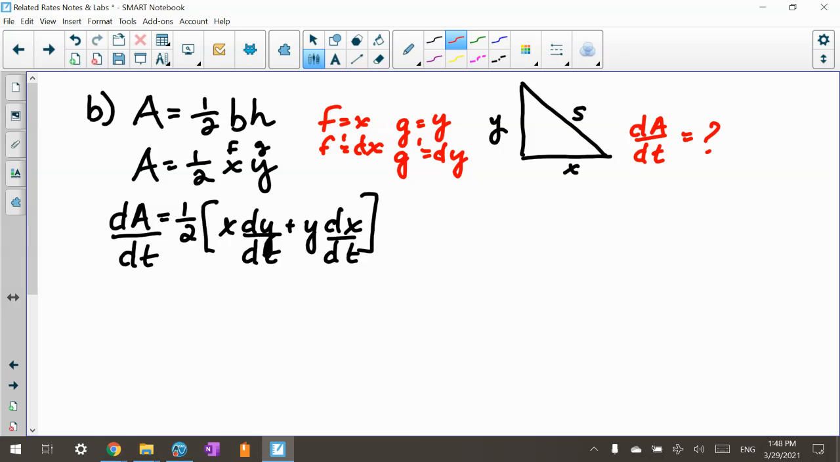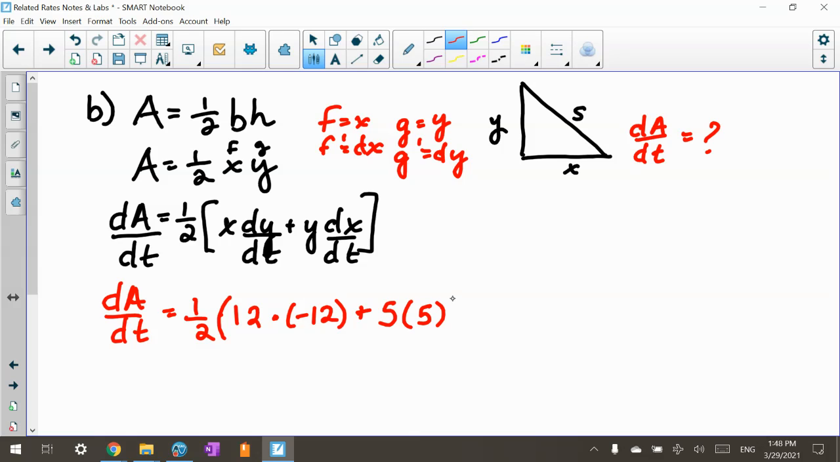Now, we're solving for dA/dt, so now I'm just going to plug in all the stuff, and we know all of this stuff. So let's go through this. Ready? So dA/dt is going to equal 1/2, and then I'm going to plug in everything we know. We know x is 12 feet. dy/dt we just found was negative 12 feet per second. Plus y at that time was 5 feet, and dx/dt was 5 feet per second. And then when I put this all in my calculator, I get a half of 12 times negative 12 plus 5 times 5.